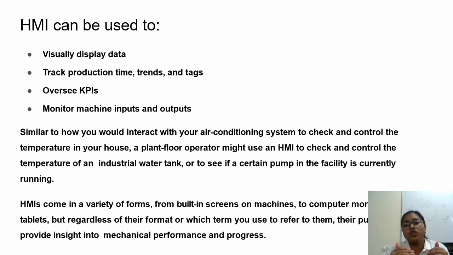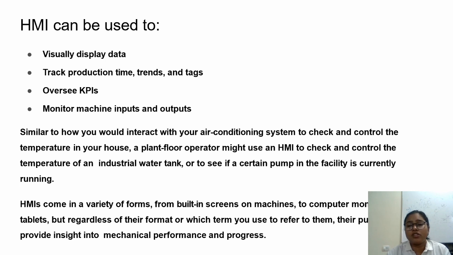Similarly to how you interact with your air conditioning system to check and control the temperature in your house, a plant floor operator might use an HMI to check and control the temperature of an industrial water tank or to see if a certain pump in the facility is currently running. That is like the example I gave earlier about the air conditioning system of our house, and the pump system, water tank.